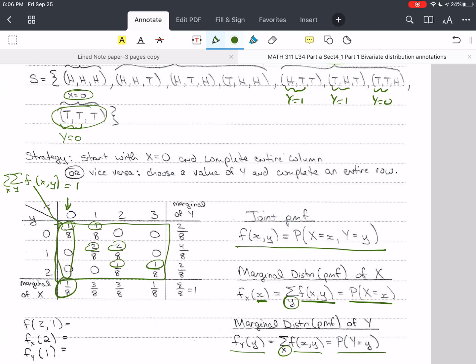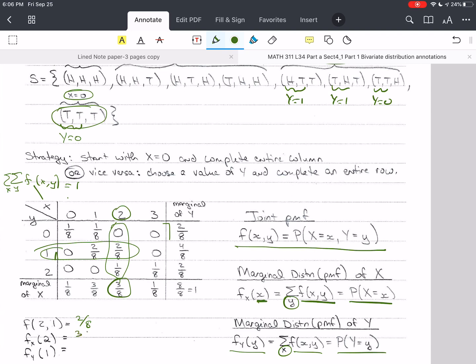Let's look at the joint distribution for x equals 2, y equals 1. So we come up here and we look down, x equals 2, and we want y equals 1, and so it's 2/8. And then I want the marginal distribution of x at x equals 2, and that's going to be, here's 2, so that's going to be 3/8. And then I want the marginal of y at 1. 1 is here, and so that's going to be 4/8.